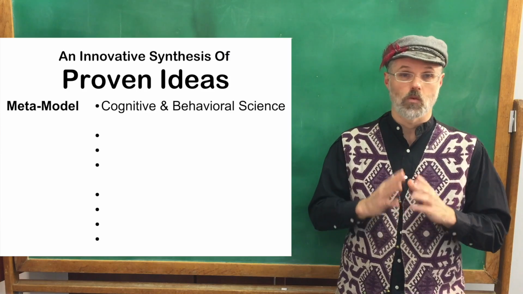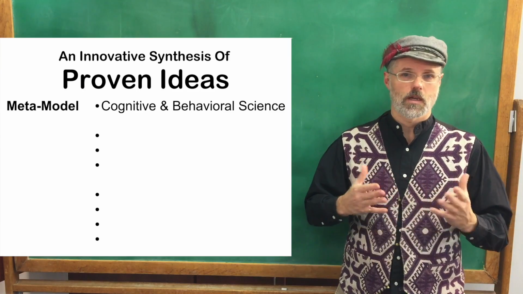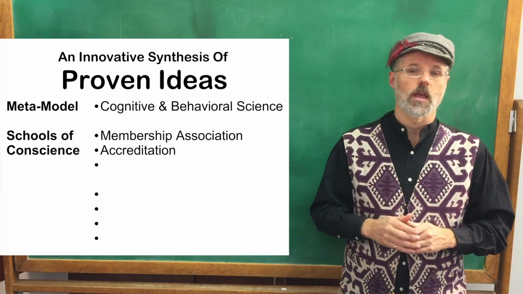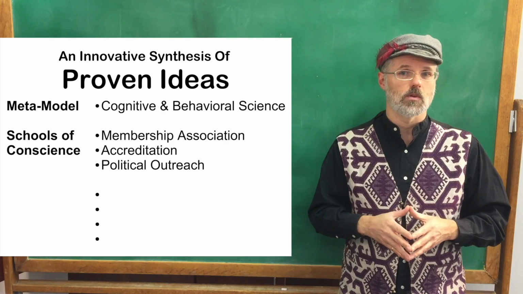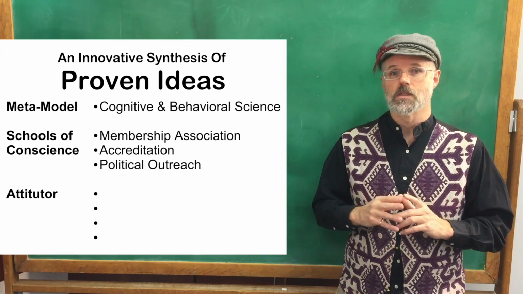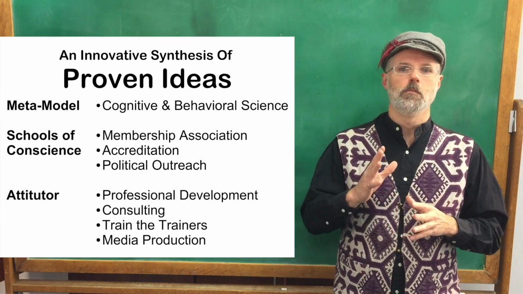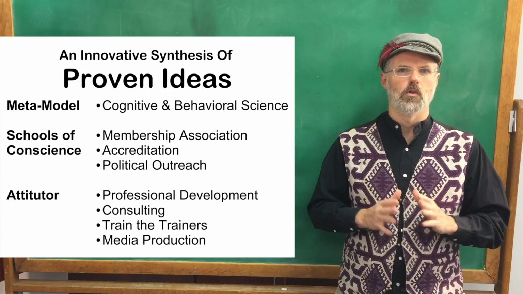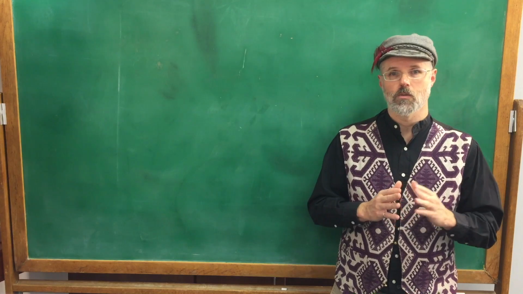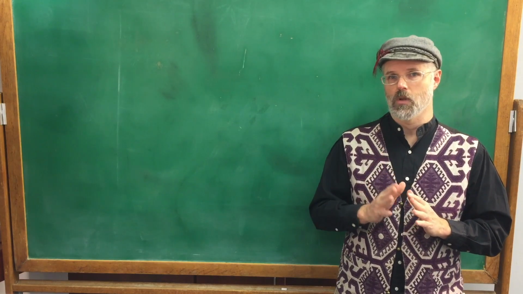The Metamodel is based on well-established cognitive and behavioral psychological science. Our innovation is only in the way that we organize and present those scientific principles. A membership association, accreditation, and political outreach are time-tested and dependable approaches to creating social benefits on the nonprofit side. And on the for-profit side, professional development, consulting, a train-the-trainer system, and media production are all solid, well-known business models. Our team of professionals are ensuring that we structure the relationship between the entities to avoid conflicts of interest and ensure that resources are used properly.